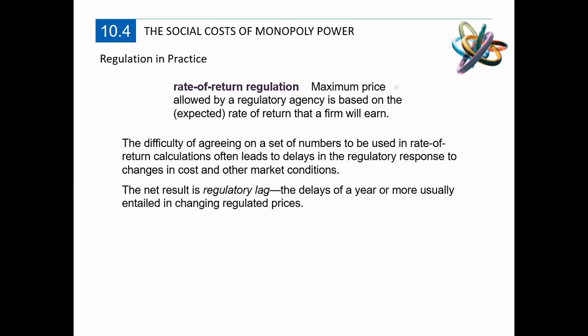Rate of return of the regulation. So when we have a maximum price of the regulatory, there is a difficulty of agreeing on the number of firms, and we set a regulatory lag. What do you mean? The net result is decreasing the price. What is the meaning of lag? Yani, the effect will impact after how many years? Lag 1 year, lag 2 years, lag 3 years, whatsoever.